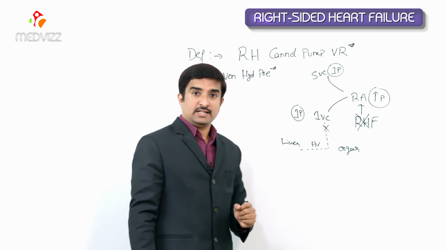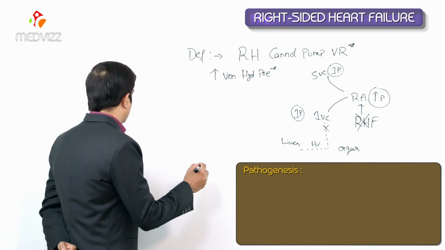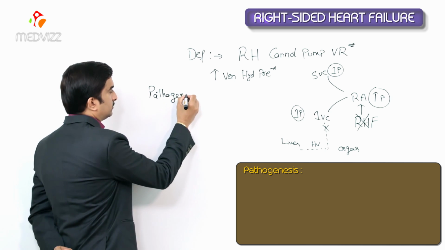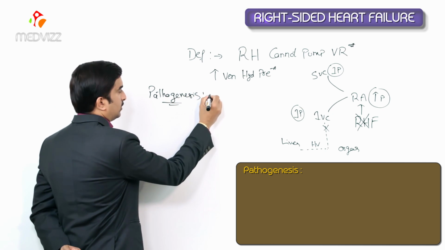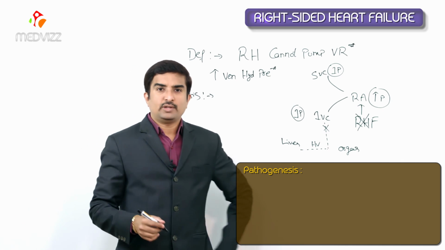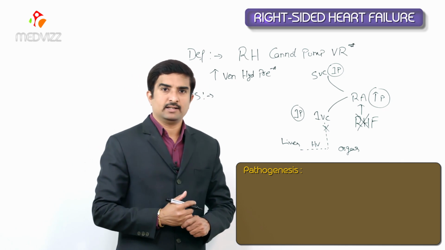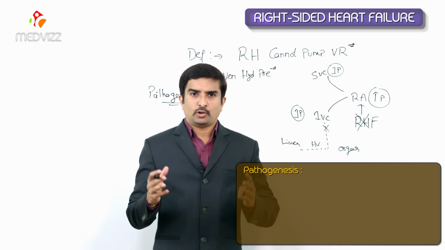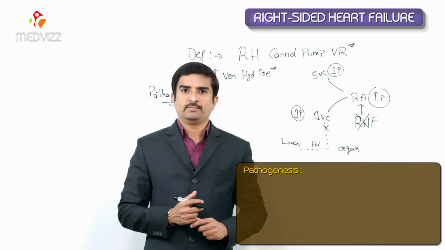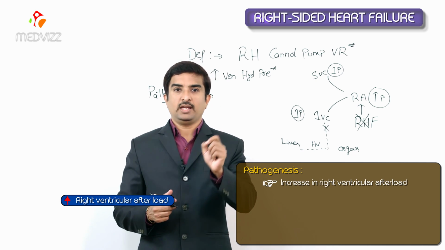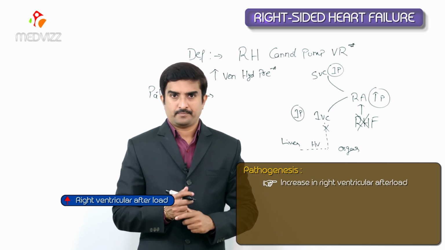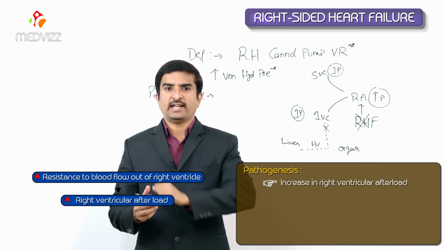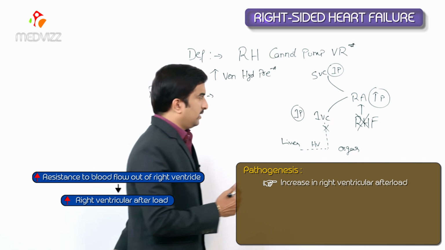Now, let us discuss in detail the pathogenesis of right heart failure. There are various mechanisms to explain the pathogenesis of right ventricular failure. If we go through them one by one, one mechanism involves an increase in the right ventricular afterload by increased resistance to the blood flow out of the right ventricle into the lungs. What does it mean?